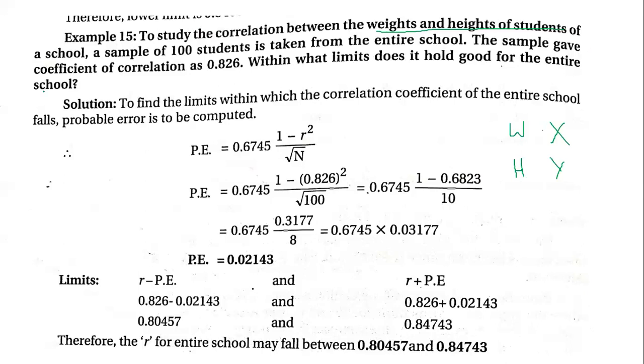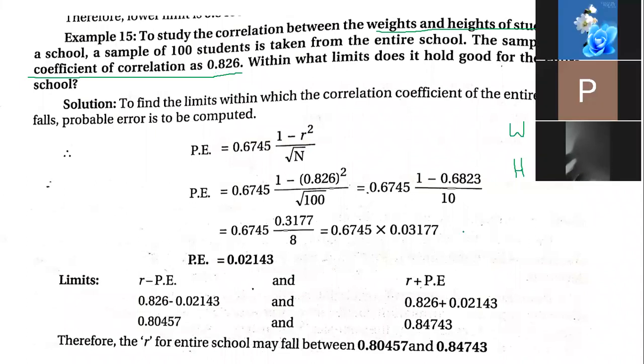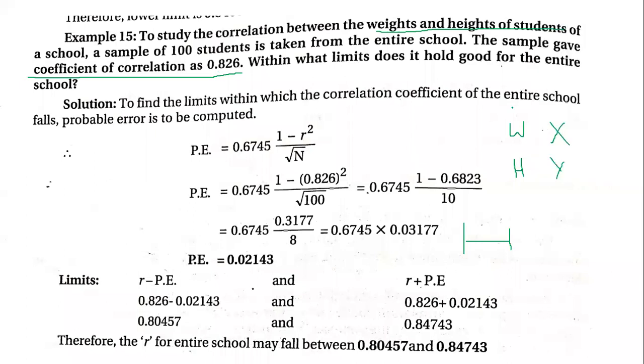Now, the sample gave a coefficient of correlation as 0.826. So 0.826 means it is very close to +1, which means height and weight are highly correlated. Are you able to analyze that r now? Because if r is equal to 0.826, according to our bandwidth of +1 and -1, it is very nearby +1. So this is a high degree of correlation which is present.